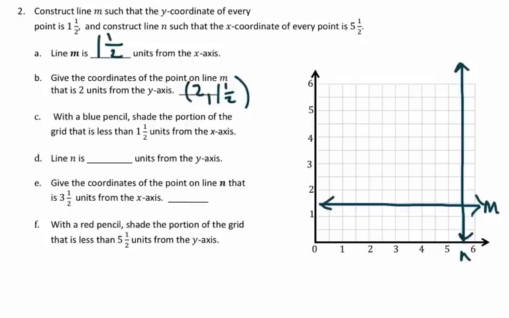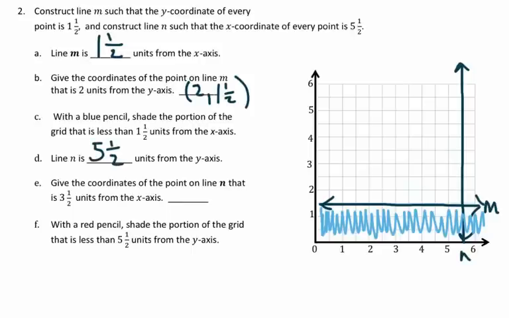Okay, and C says, with a blue pencil, shade the portion of the grid that is less than 1.5 units from the x-axis. Okay, so it would be what's below line M. And then we're going to look at D, and it says line N is blank units from the y-axis. So if we look at where the y-axis is here, and we want to know how far away line N is, that would be 5.5 units. So that would be our answer here.